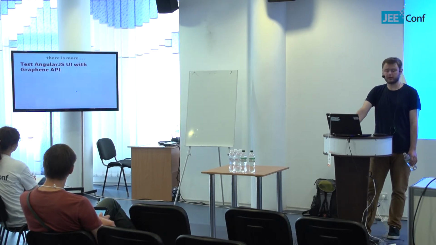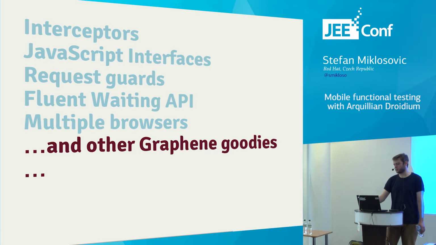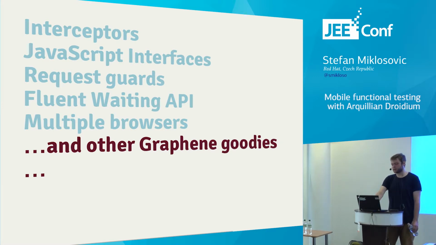When you are interested in AngularJS, you can also test your user interface with some extension which is built on top of Graphene. You can also use the Fluent waiting API when you are waiting for some elements to appear, contain something, diminish, and so on. You can also test against multiple browsers, so you can have a test in which you are testing in Firefox and in Opera or Safari simultaneously, in one moment. You can also use jQuery locators, and there is a lot more stuff.